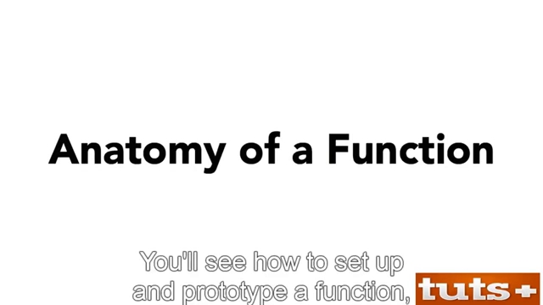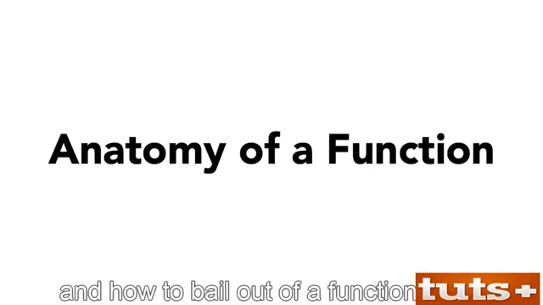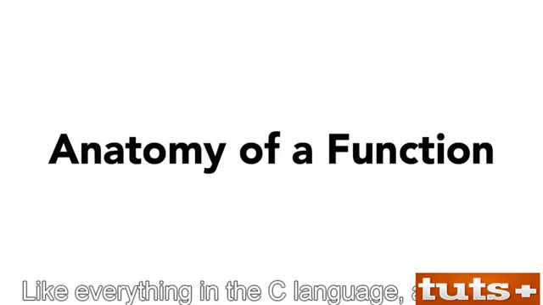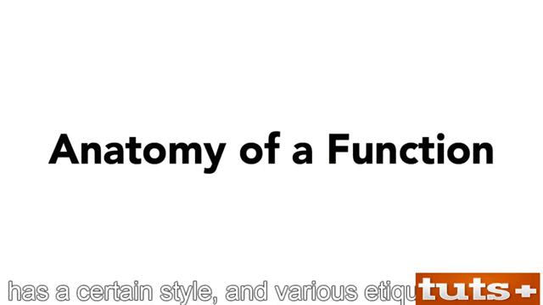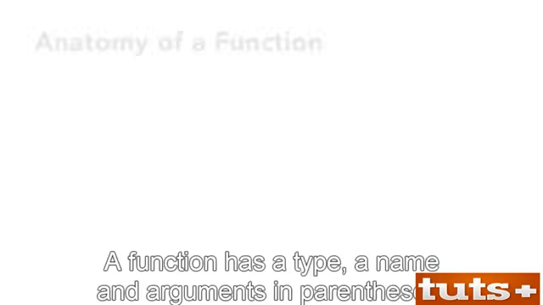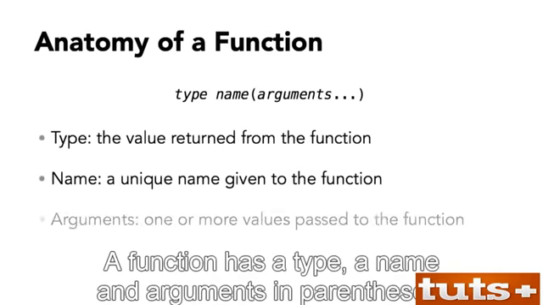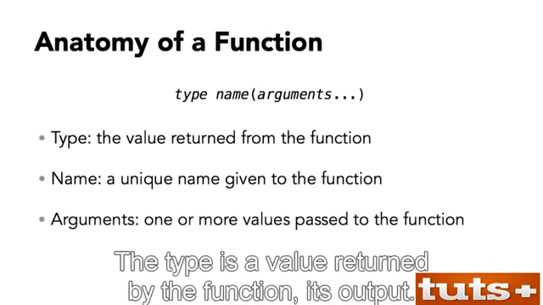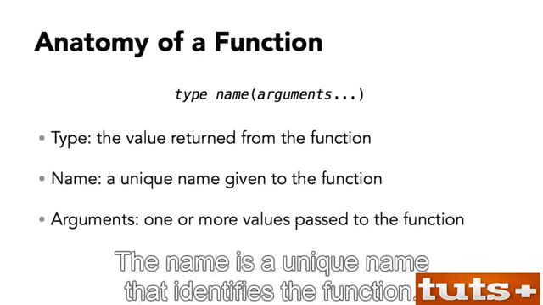Like everything in the C language, a function has a certain style and various etiquettes must be followed to add a function to your code. A function has a type, a name, and arguments in parentheses. The type is a value returned by the function, its output. The name is a unique name that identifies the function. The arguments are 0, one, or more values passed to the function, its input.